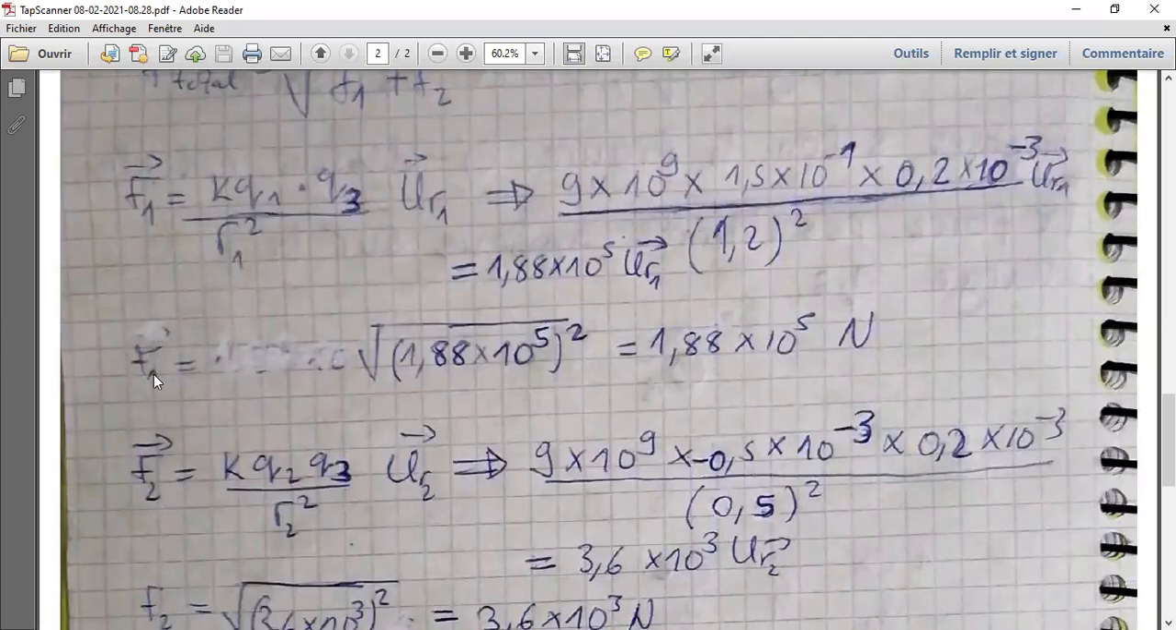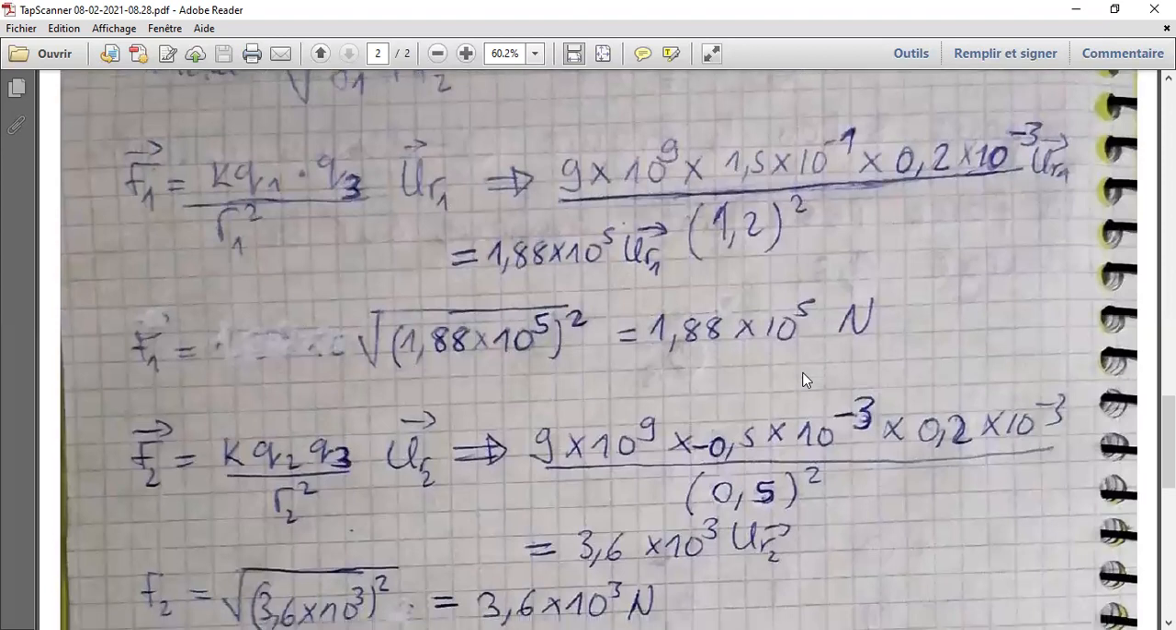To find your force, you should know that force is always a module. So to find your force F1, you have to take the square root of this answer which you have found squared. And you know that if you square your unit vector, it is always 1. So when you square 1.88 times 10 to the power 5, it will give you 1.88 times 10 to the power 5 Newton.